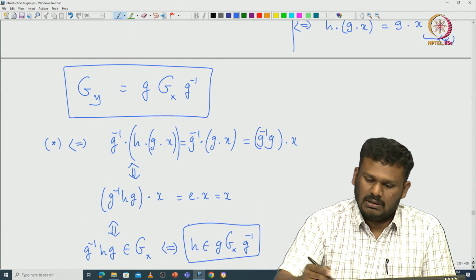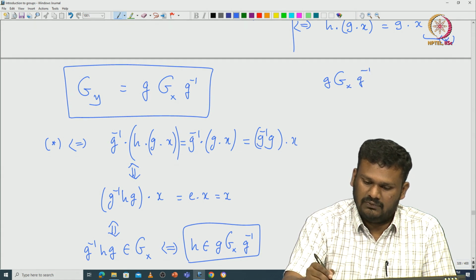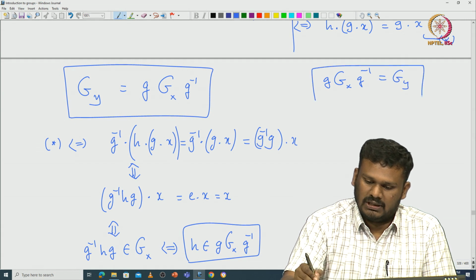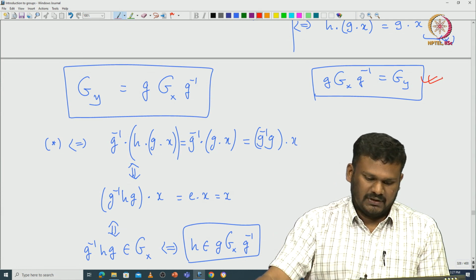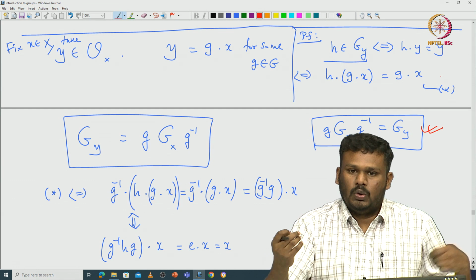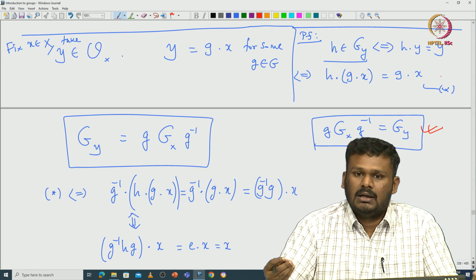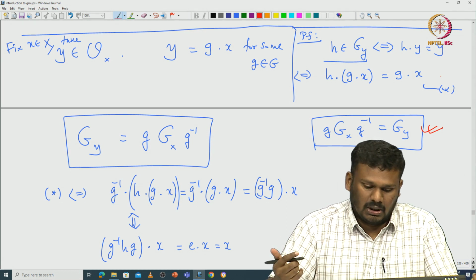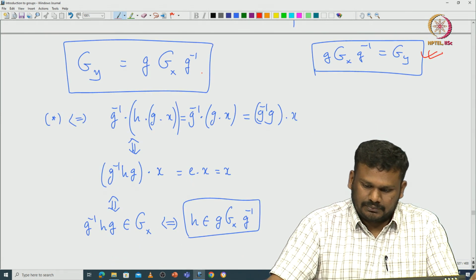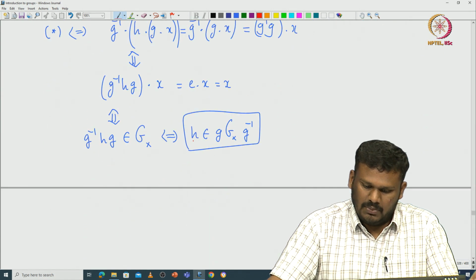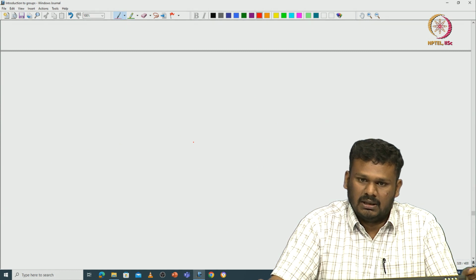That means the conjugate of G_x, g G_x g inverse, is the same as G_y. So that's what we proved. We verified this. This is a very important observation. If you take two elements from the same orbit, then the stabilizers of them are very much related. They are indeed conjugate of each other, and the conjugacy is given by a very specific element. This actually tells us, from the combinatorial point of view, that the cardinality of G_x is the same as the cardinality of G_y.